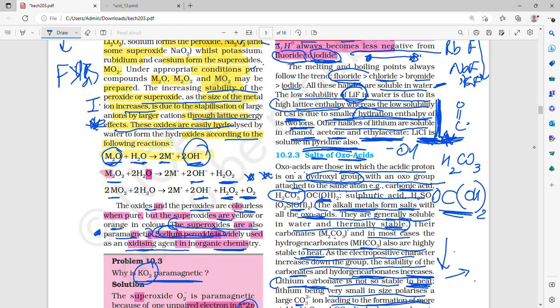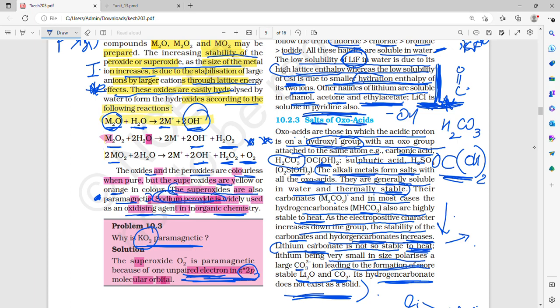Other halides of lithium are soluble in ethanol, acetone, ethyl acetate, and LiCl is soluble in pyridine also. This is also a very important point. That is, lithium chloride is soluble in pyridine also.